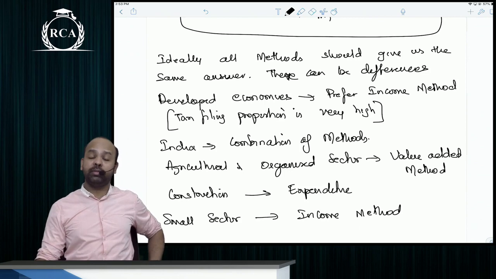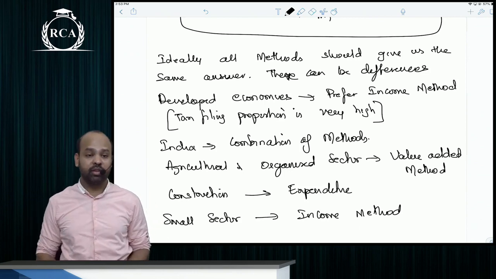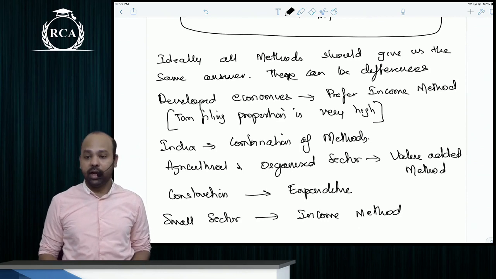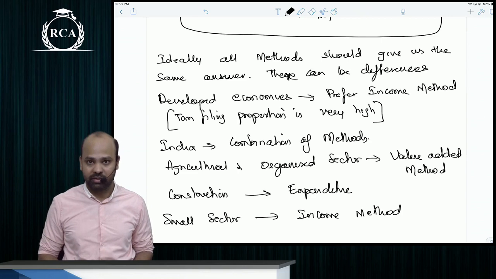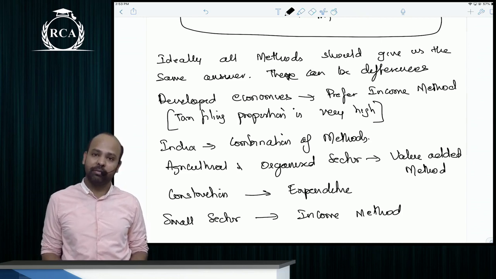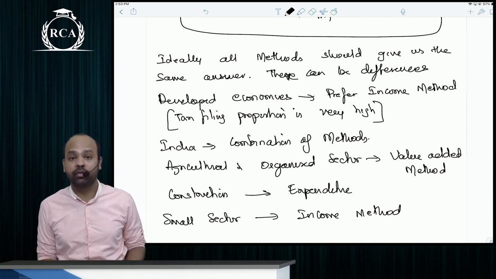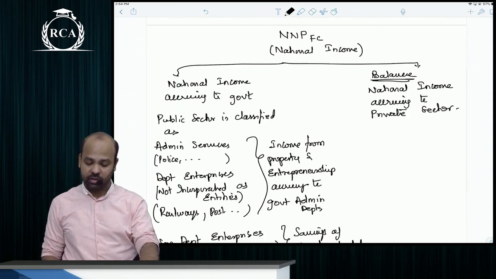Ideally, all of these methods should give us the same answers, but there can be discrepancies. There can always be discrepancies. India follows a combination of multiple methods. For the agricultural sector and manufacturing organized sector, we follow the value added method. For the small scale sector, we follow the income method. For construction businesses, we follow the expenditure method. Developed economies follow the income method because a majority of them file taxes, all of them are within the system.